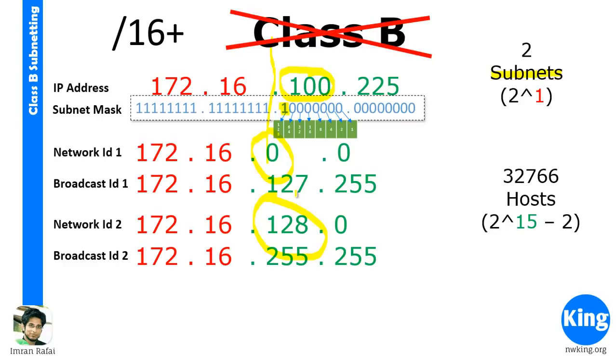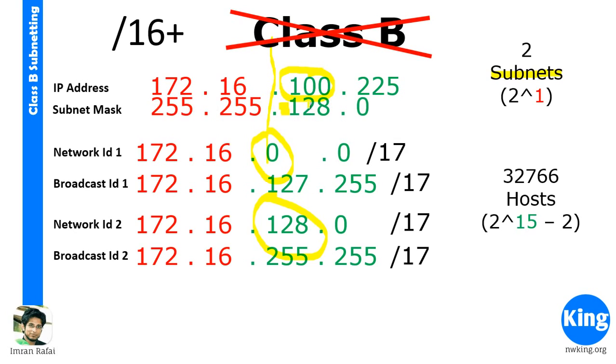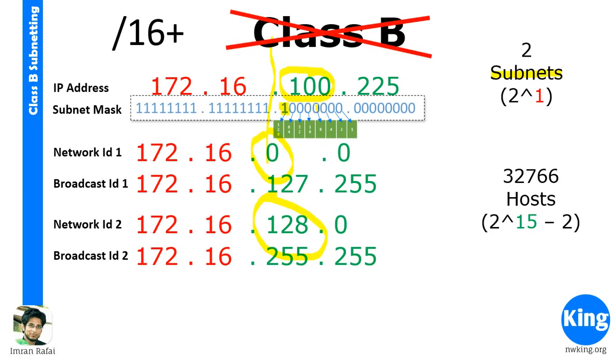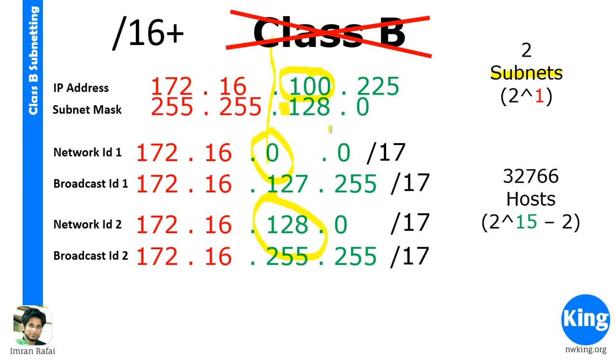And the broadcast ID of the last network, as we always know, is making everything as 255. Like the first network ID is 0.0, the last broadcast ID is 255.255. It's very, very simple, isn't it? Right, because of this borrowing, what happens to our subnet mask? Our subnet mask is 255.255.128.0, because this 10000000 is 128.0, and that is nothing but /17 because we borrowed 1 bit.